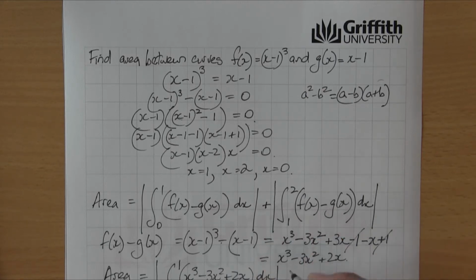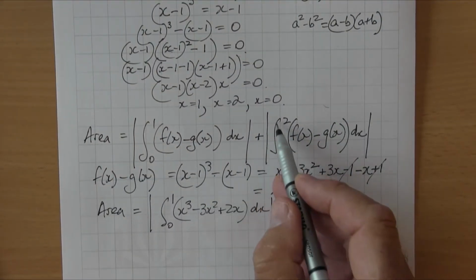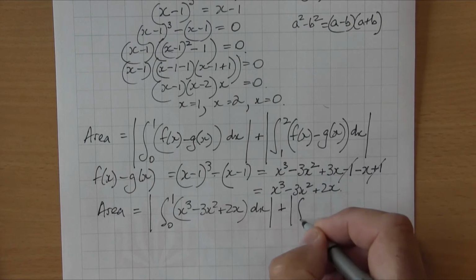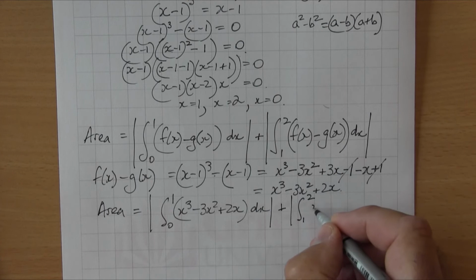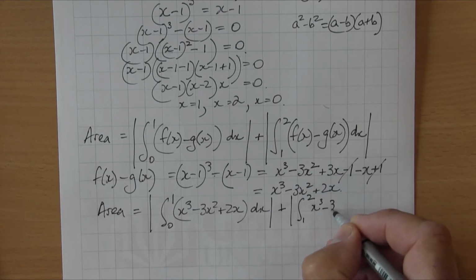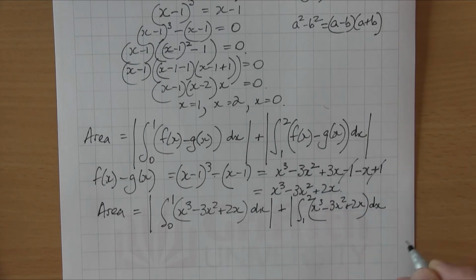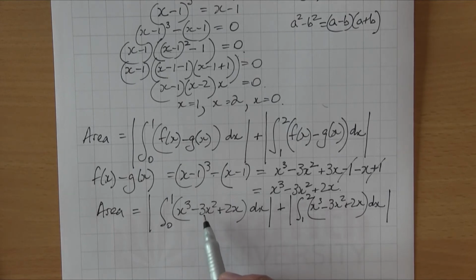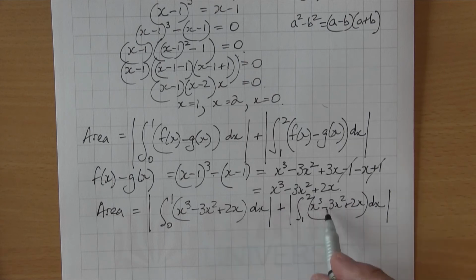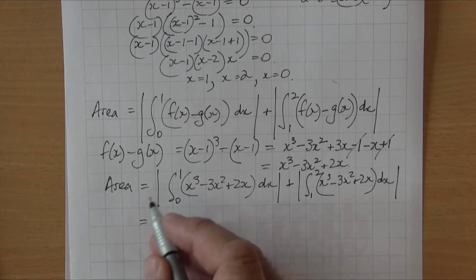Absolute value plus, we're going to add the integral between 1 and 2 of f of x minus g of x. We've worked it out, you only have to repeat it here, x cubed minus 3x squared plus 2x dx. So we're using absolutes because we're not sure whether f of x or g of x is going to be greater, and so these will both end up being positives. Okay, so now we can do our integral.